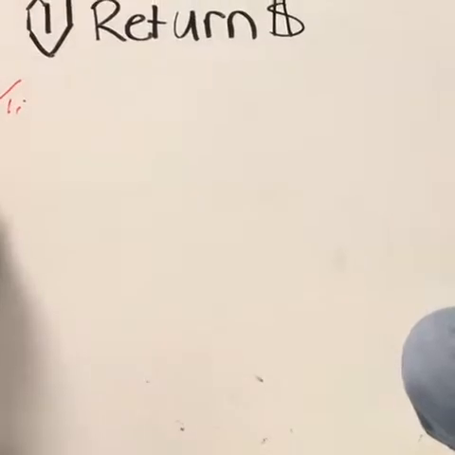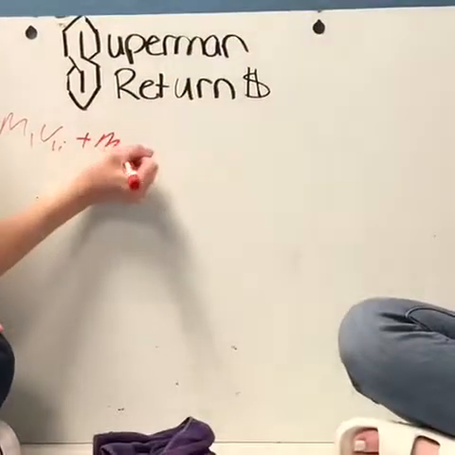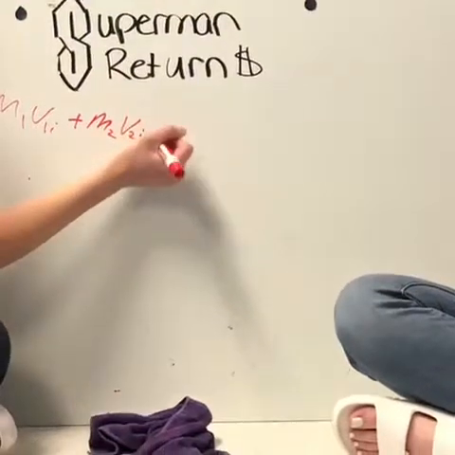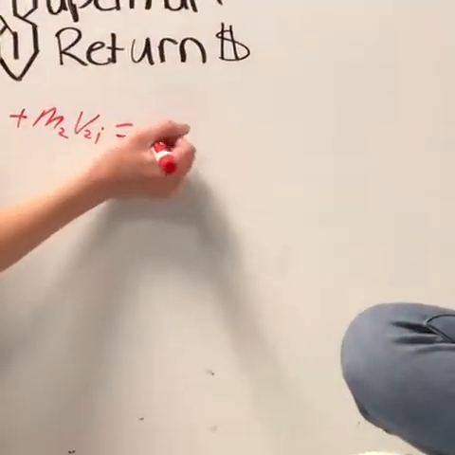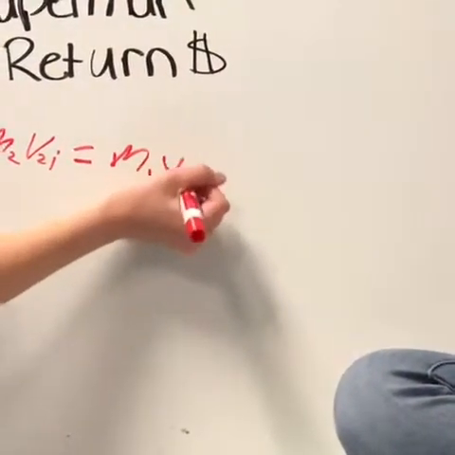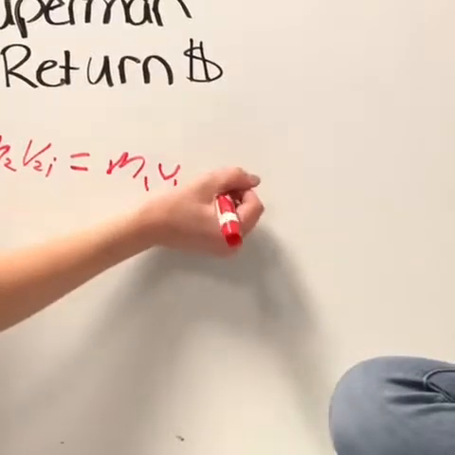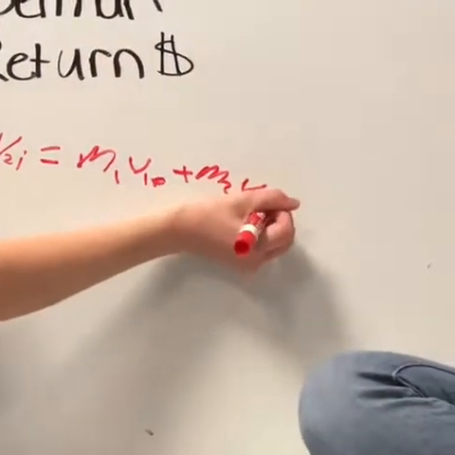m1v1i, so first object with initial velocity, plus m2v2i for the second object with velocity. And then when they collide, they have different final velocities. So going back to m1v1f plus m2v2f.